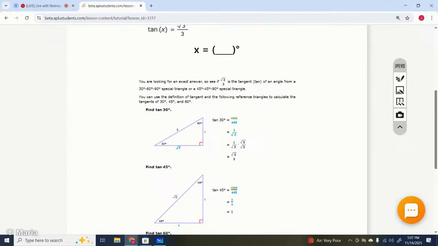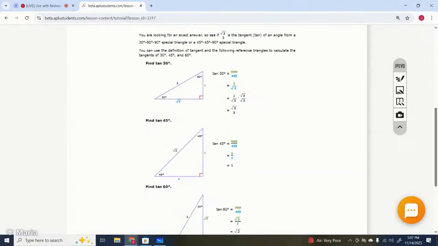So you can use the definition of tangent and the following reference triangles to calculate the tangent of 30, 45 and 60. Find tangent of 30. The triangle has the angles 30, 60 and 90 and the sides are 1, 2 and square root 3. We need to calculate tangent of 30, right? So tangent of 30 is opposite divided by adjacent, so that is 1 over square root 3, or you can write it as square root 3 by 3.